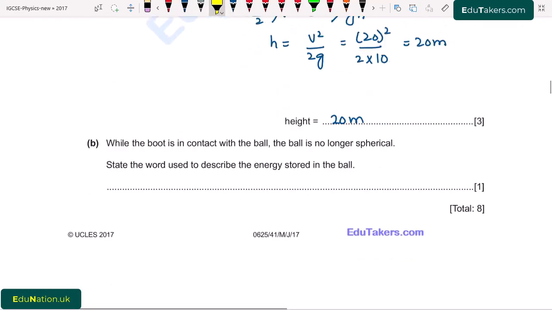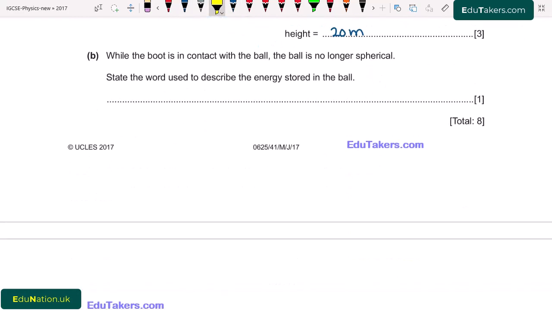Part B. While the boot is in contact with the ball, it is no longer spherical. State the word used to describe the energy stored in the ball. So here the shape is no longer spherical. It means that the energy which is associated here is actually elastic potential energy. So I write here it's elastic potential energy.